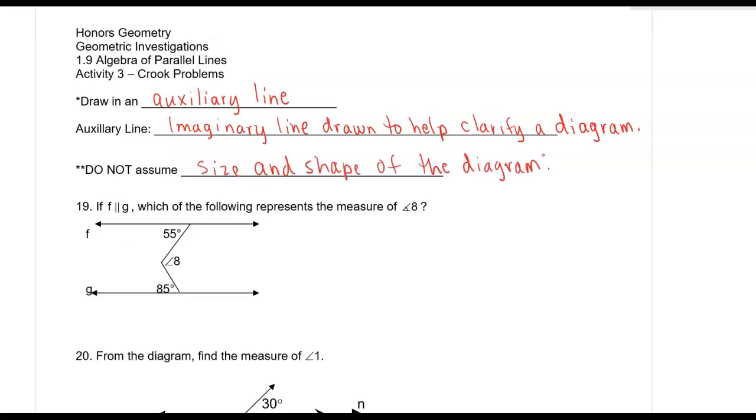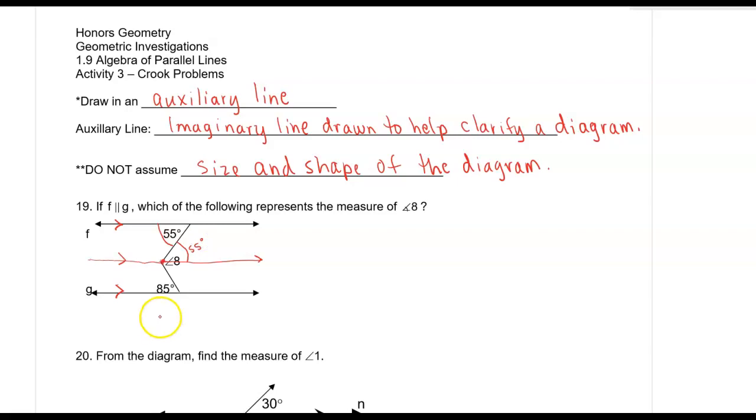Number 19, line F is parallel to line G. What we can do in this situation is draw in an auxiliary line. Draw in a parallel line through this vertex that is parallel to the other two lines. When you do this, then you can use our theorems. So this 55-degree angle is alternate interior to this angle now, so it too is 55 degrees.